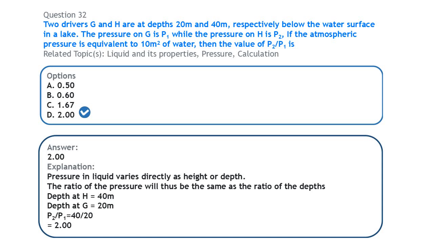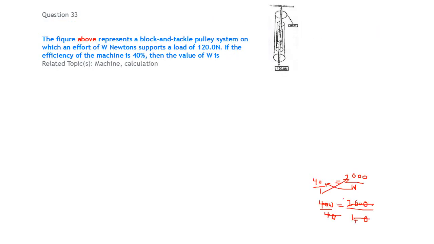We are supposed to say pressure is equal to h rho g, that is height times density times g. But we know that the density and the value of g are the same. So instead of doing that, we just take the ratio of the height. Remember that this is P2 to P1. So say this is h1 and this is h2. We just take h2 to h1. So you have 40 over 20, and that is 2.0.